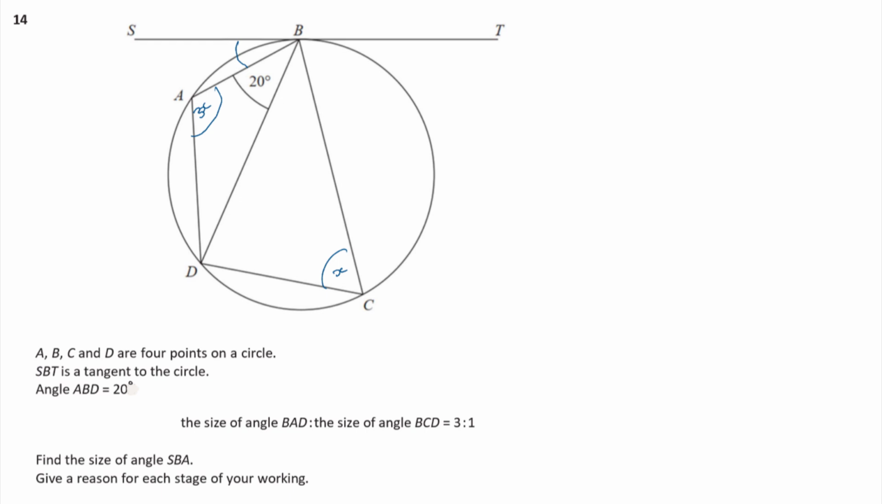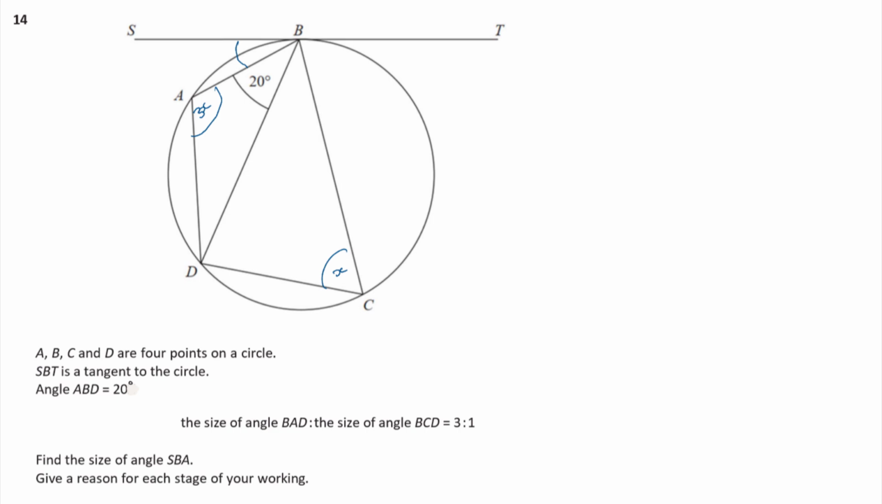Okay, right, so quite a lot going on in this diagram. We've got cyclic quadrilaterals, we've got the alternate segment theorem, and we've got a little bit of algebra that we've introduced because of the ratio. So we've got quite a lot happening that we're going to have to sort our way through.